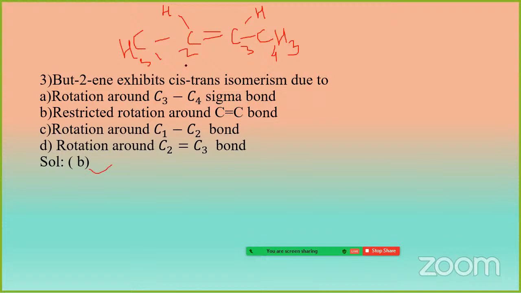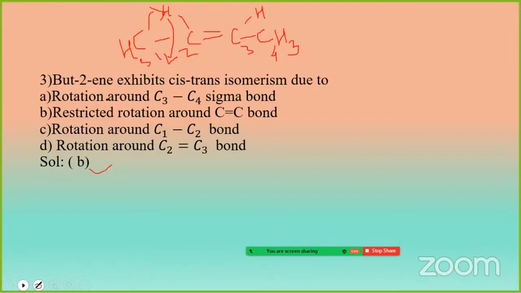Why? Because we are just interchanging this methyl group and hydrogen. In the next case we'll take hydrogen below and methyl group above. Here also methyl group above and hydrogen. So we are just interchanging about which bond? About the double bond. So that's why B is the right answer. Restricted rotation around the C double bond C. Then let us see the next question.